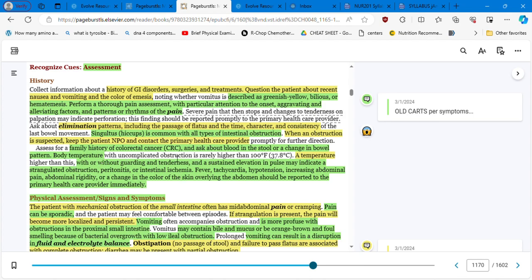Then also, you're going to assess for family history of colorectal cancer and ask about blood in the stool or change in bowel pattern. And again, you use your OLDCARTS mnemonic. Body temperature, a temperature with or without guarding and tenderness, and a sustained elevation in pulse may indicate a strangulated obstruction, okay? Peritonitis or intestinal ischemia.